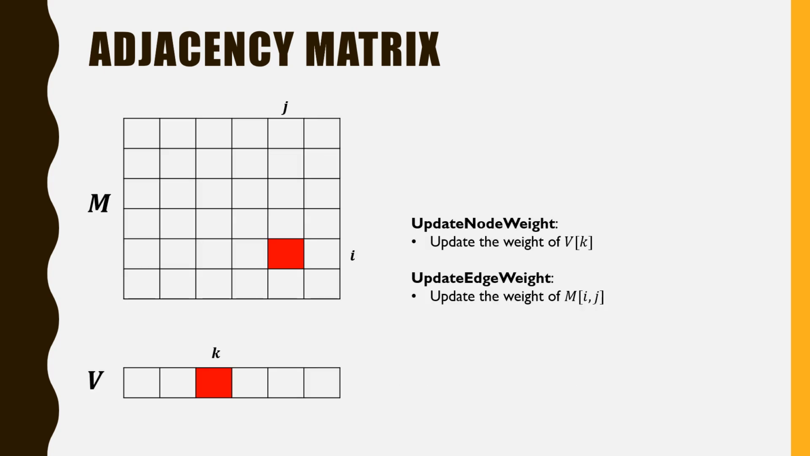Then we have the update node weight and update edge weight operations. To update the weight of node i, we modify the corresponding entry Vi in the node array. To update the weight of the edge between nodes i and j, we modify the entry Mij in the adjacency matrix. Both operations can run in constant time, O(1).